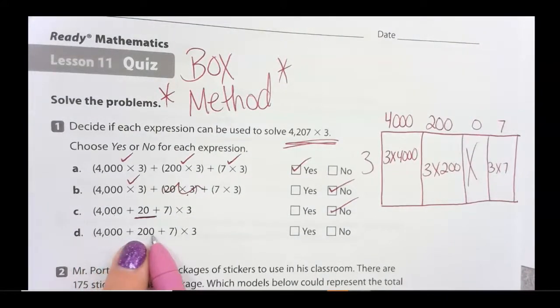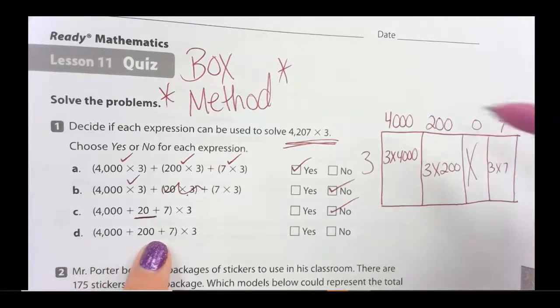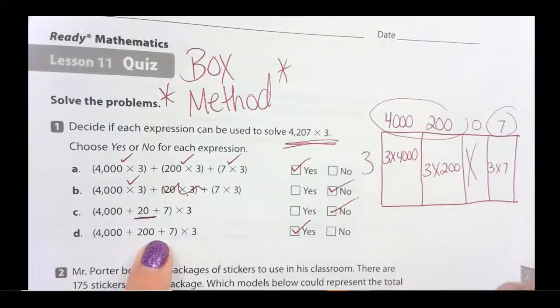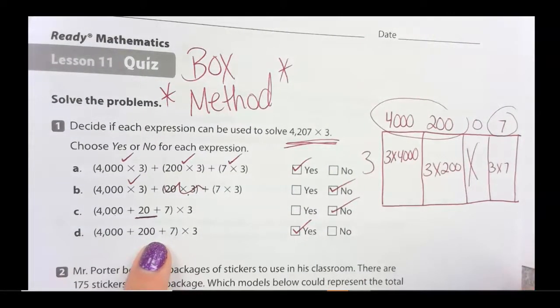4,000 plus 200 plus 7. Is that what we have up here? Yes. So does D work? Yes. Good. These questions are going to take you guys time and take you showing your work.